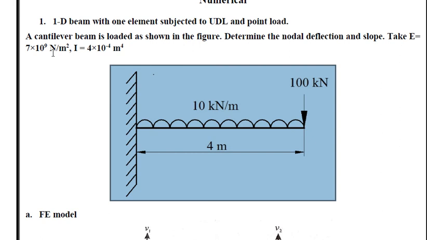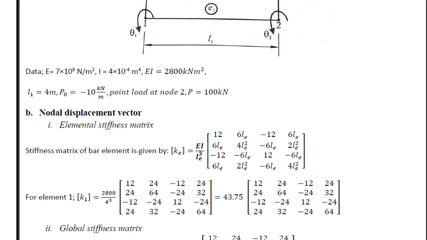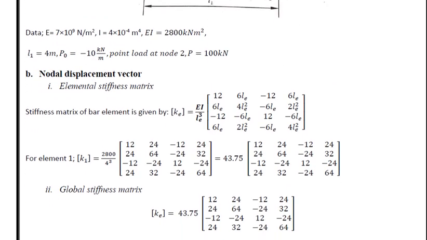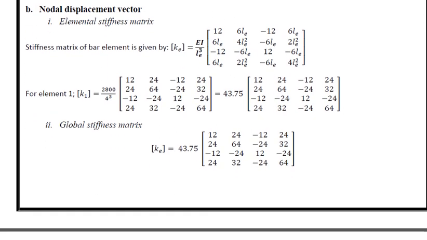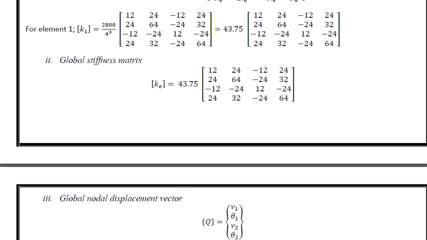So Young's modulus is 7 into 10 power 9 Newton per meter square, written as it is. I is given in meter to the power of 4, written as it is. So in all the beam problems we shall maintain meter as the unit for the length. If we consider meters, we are directly writing 4Q. Here E is considered in Newton per meter square, I is considered in meter to the power of 4.